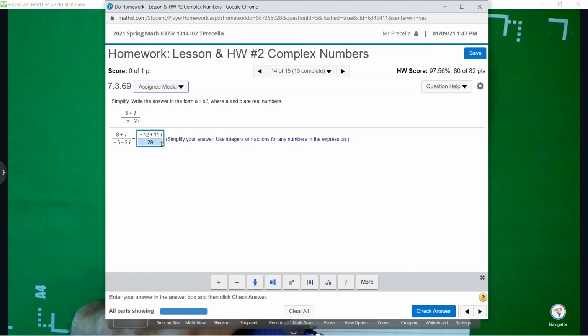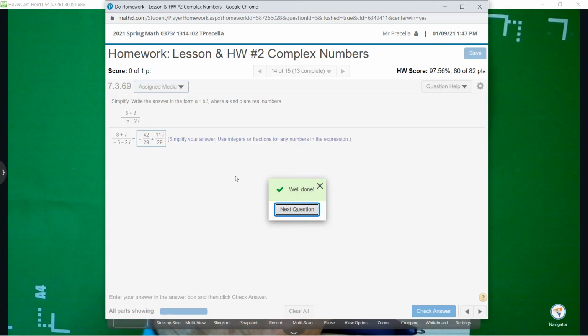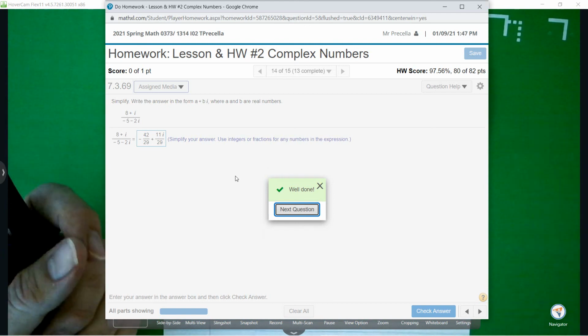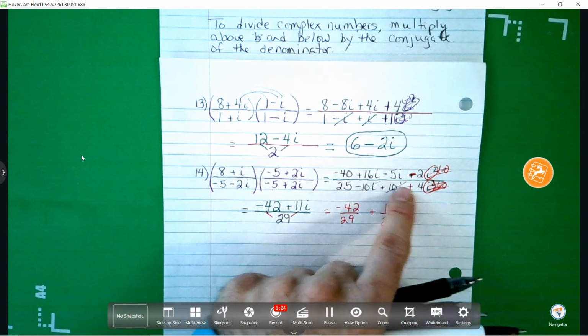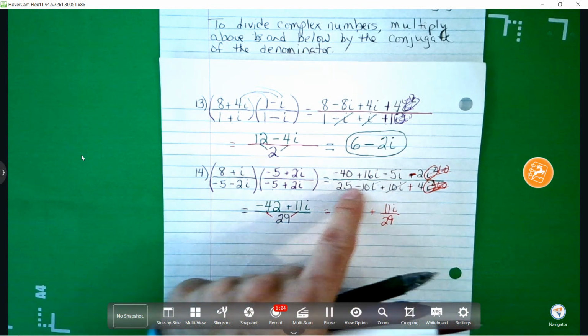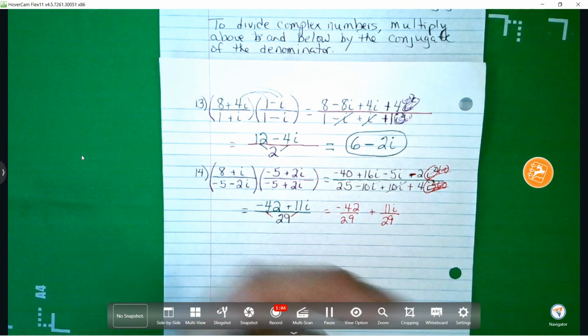It used to be they didn't make you break it up like this. So negative 42 over 29, right arrow, plus 11i over, I'm just hitting the slash, 29, enter. Okay? So I've learned something new. What did I learn? They used to let you punch it in like this, but during this pandemic they've done some updates, and now we have to break it up like that. Okay.